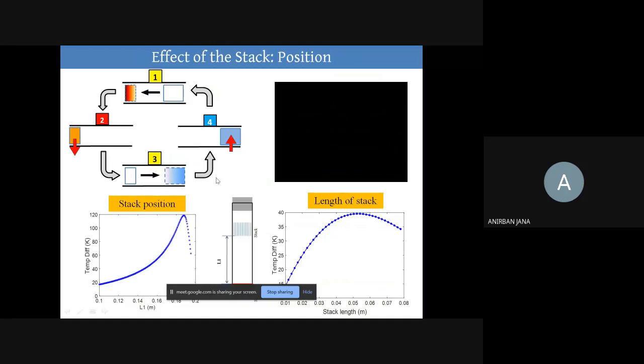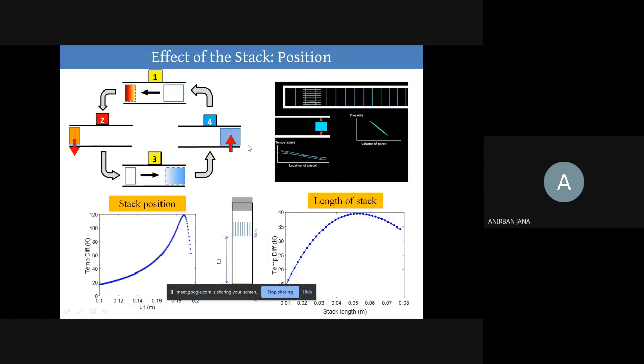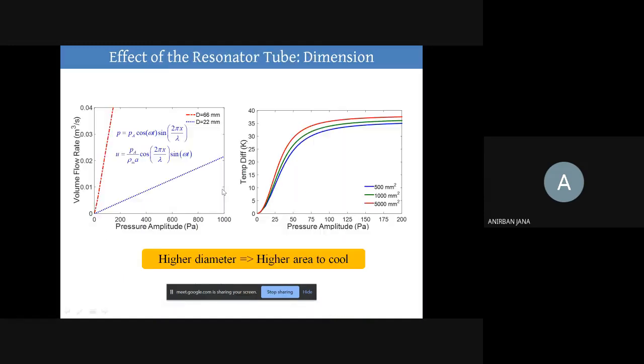Again, I'll come a bit to the position of the stack. I'll let the video play. It's evident that the compression and expansion positions need to be well captured by the stack length, because if you have a smaller stack length, you don't really have the gas expanding to its fullest at the ends and compressing at the ends. So you have an optimized stack position. If you have a very small stack length, you won't capture the entire pressure nodes and antinodes. So again, you have an optimized stack length, and you need to tune these parameters in order to get the results.